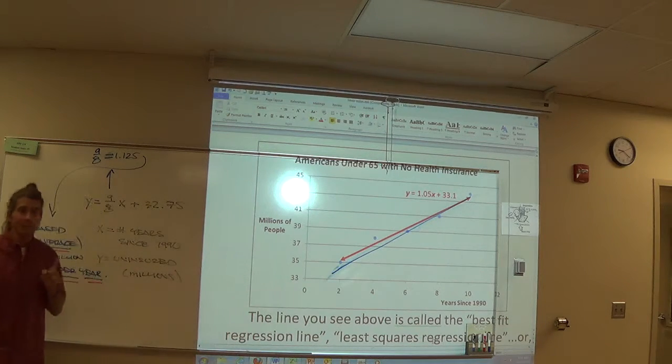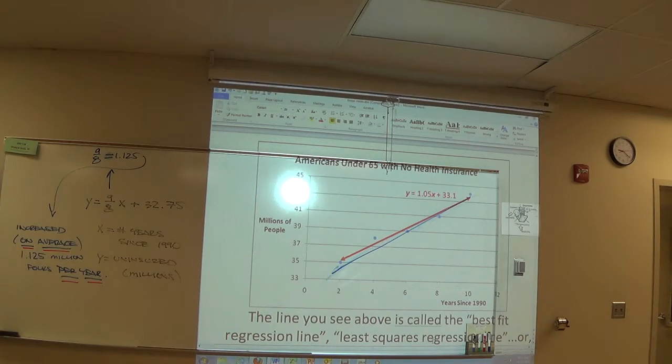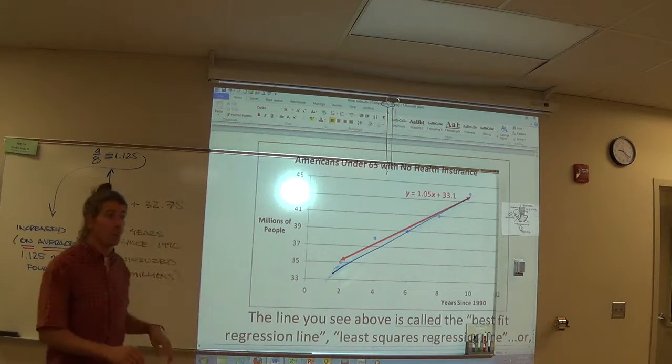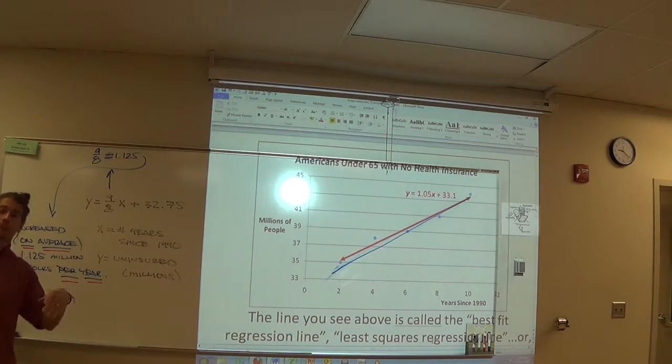In other words, the best line that fits the data is actually not quite as steep as ours. Its slope is about 1.05, not 1.125. And its y-intercept isn't 32.75, it's 33.1. If you're shallowing the line, the y-intercept's going to come up. Okay? Now, don't write that down. You're about to find it using your TIs.